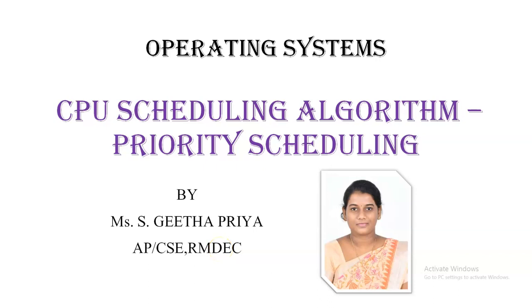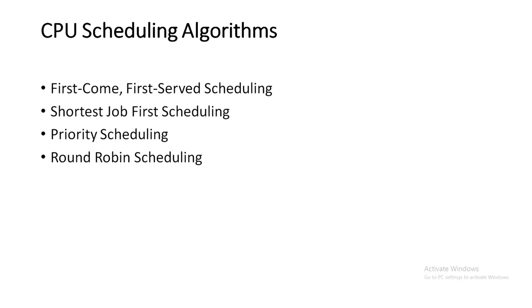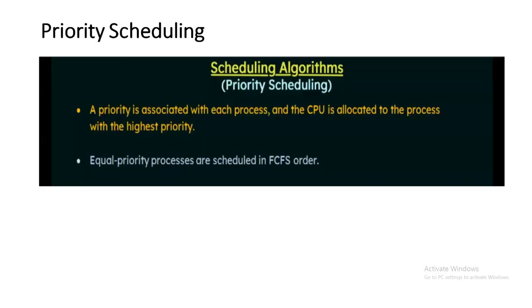Hello everyone. In this lecture, we'll be seeing about the priority scheduling algorithm. In CPU scheduling algorithms, we have four types: first come first serve, shortest job first, priority, and round robin. FCFS and SJF have been discussed in the previous videos, and in this lecture, we'll be concentrating on the priority scheduling algorithm.